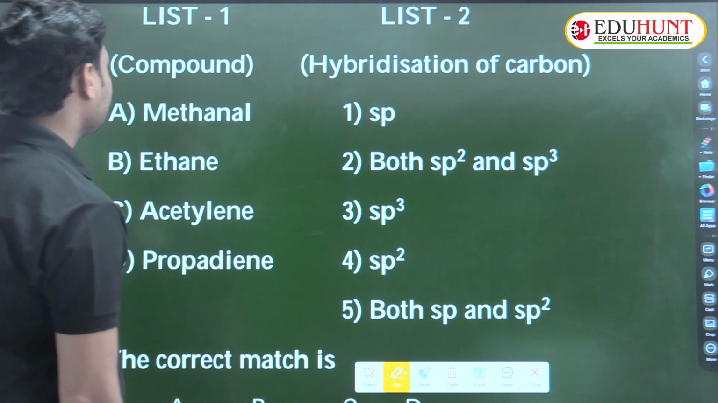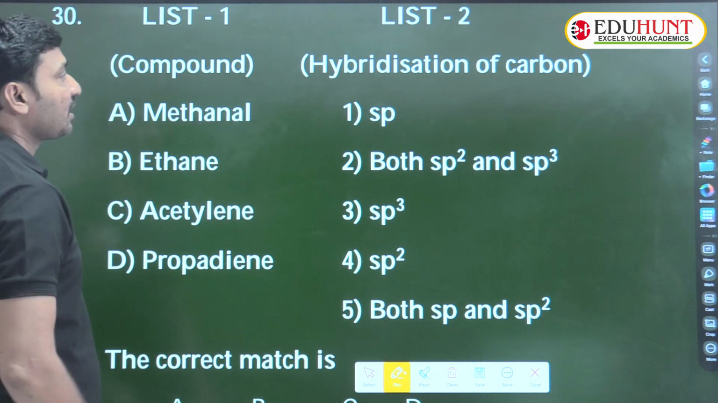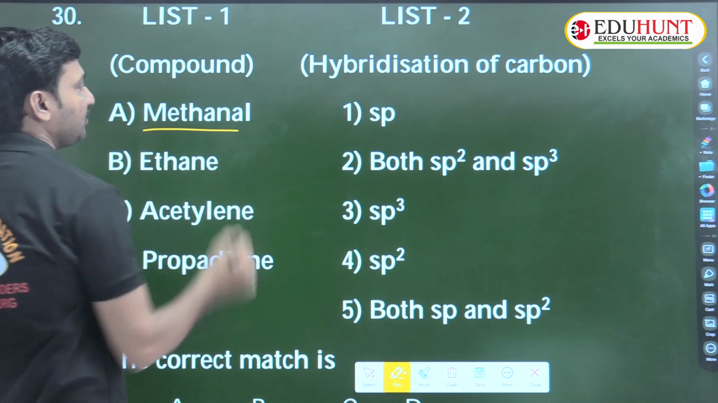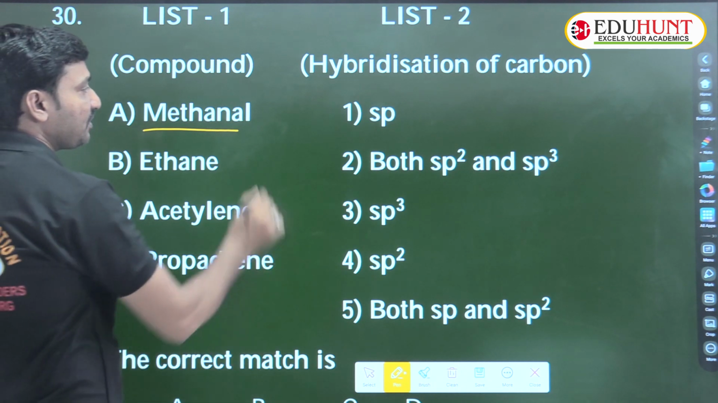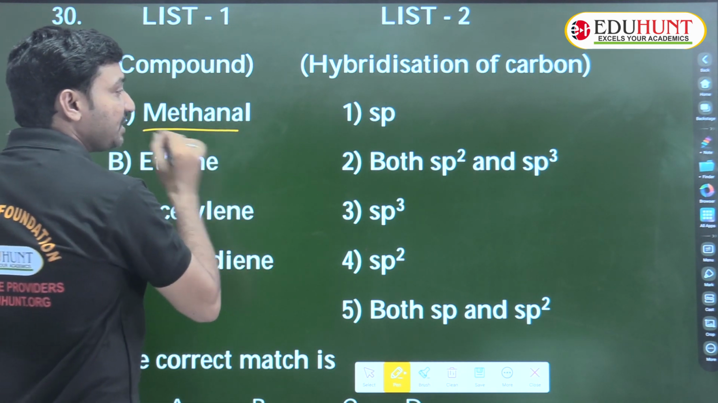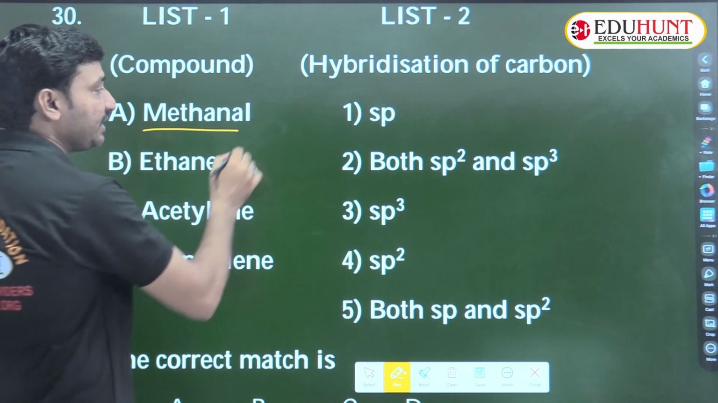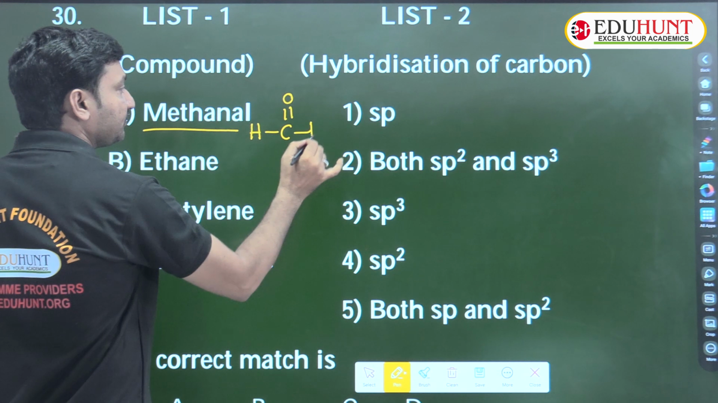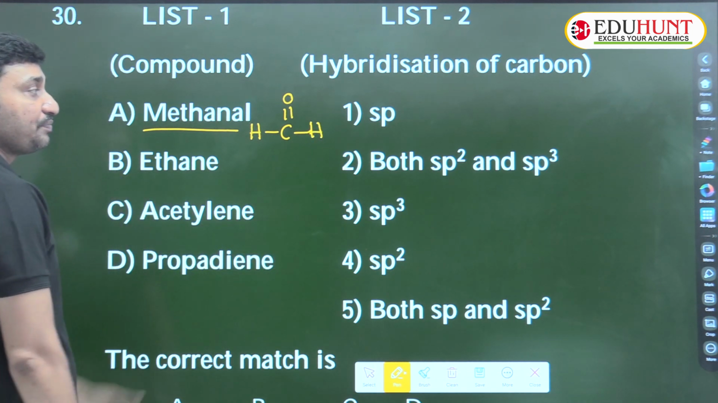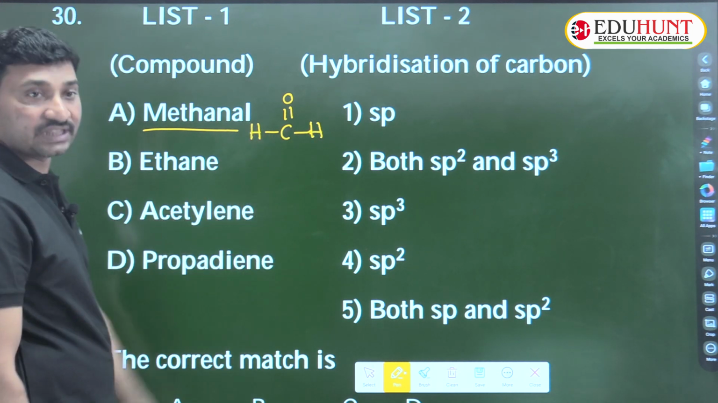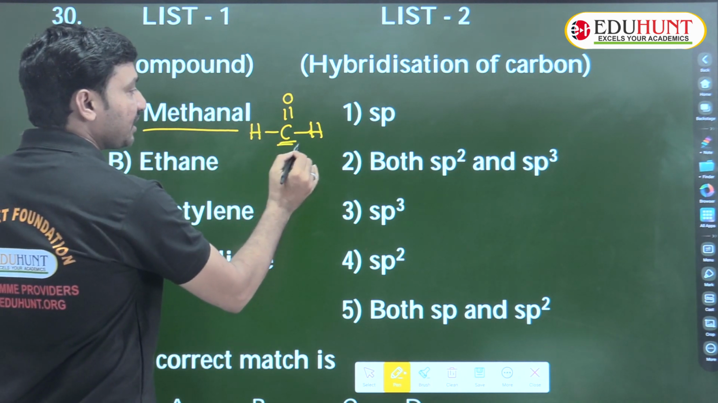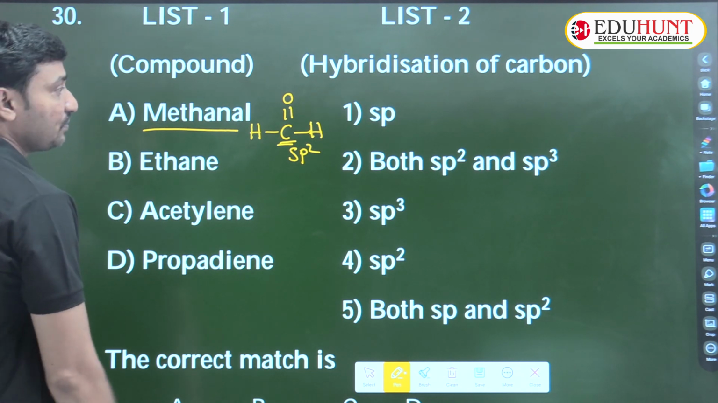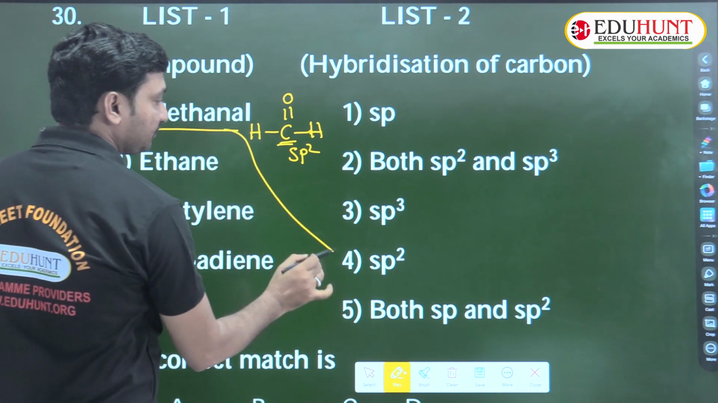See the next question. List 1, list 2: compound and hybridization of carbon. First one, methanal. What is the formula of methanal? Methanal means aldehyde is the functional group, right? Aldehyde is the functional group. Only one carbon. So methanal. This is the formula of methanal. What is the hybridization of this carbon atom? sp2, right? Methanal, sp2.